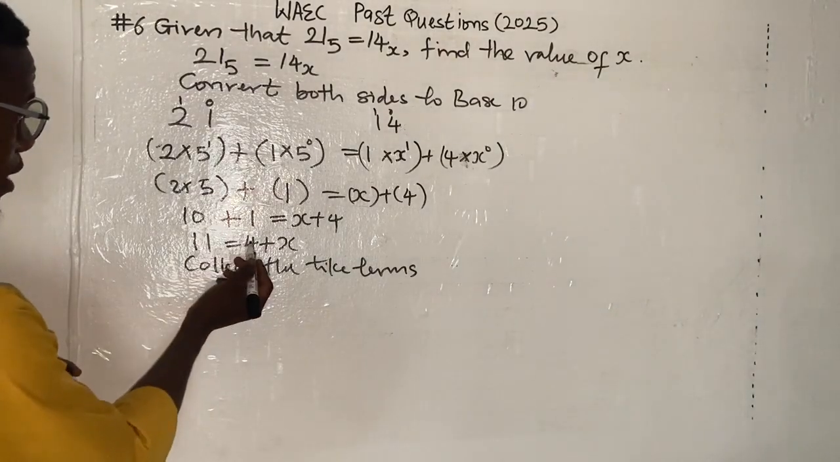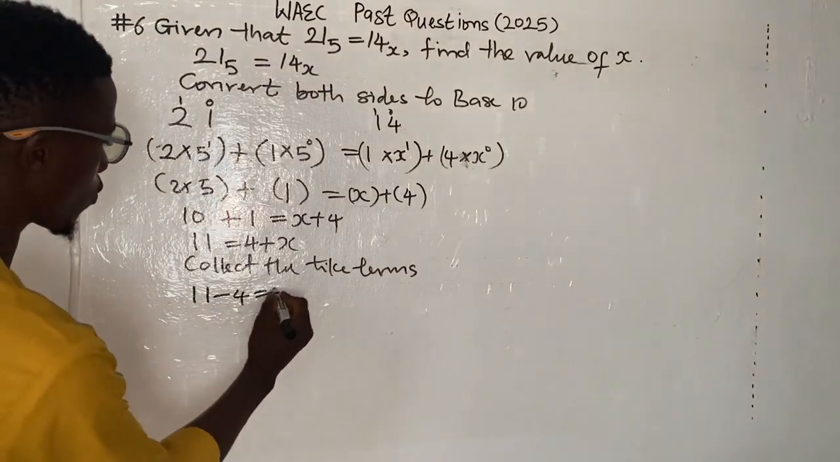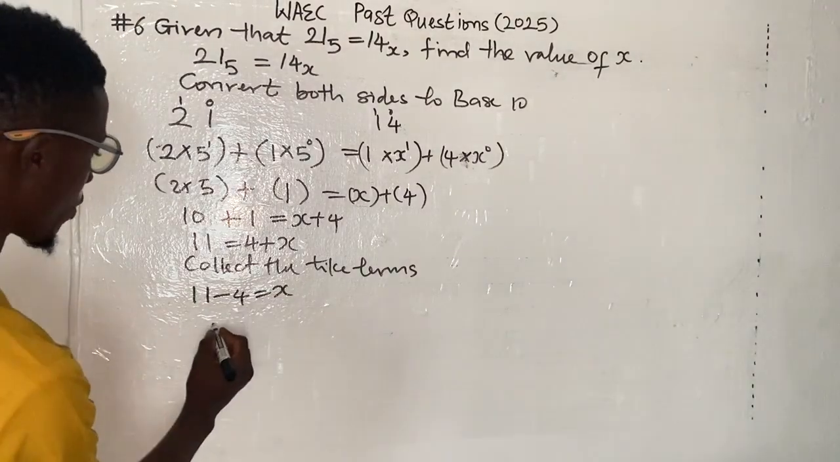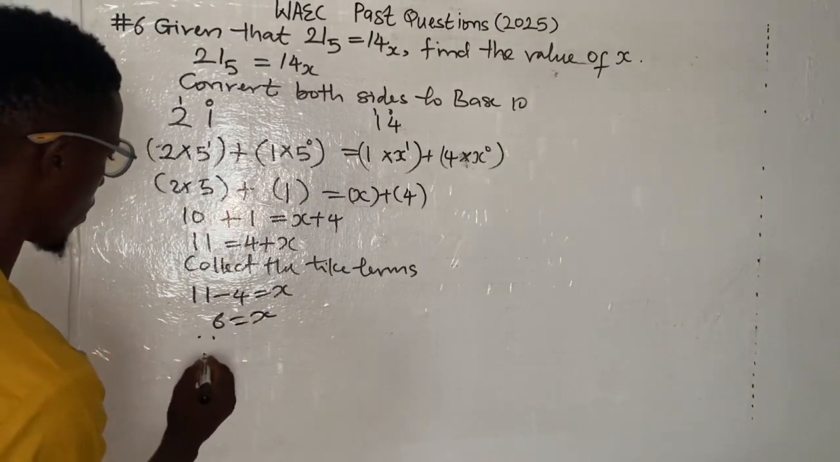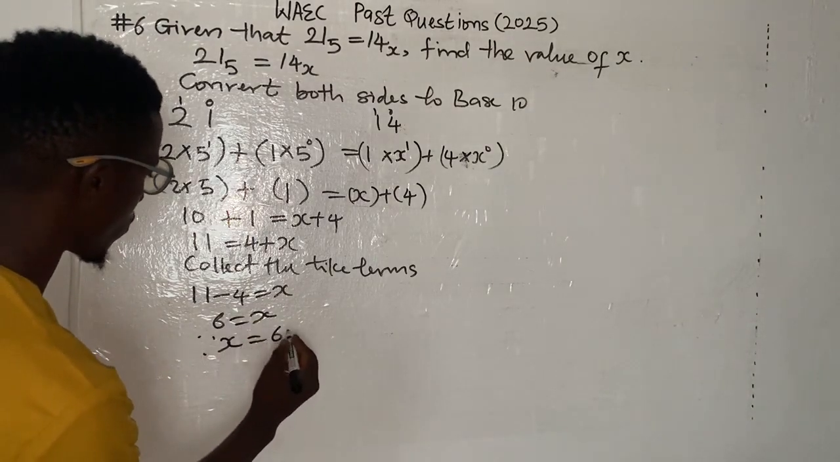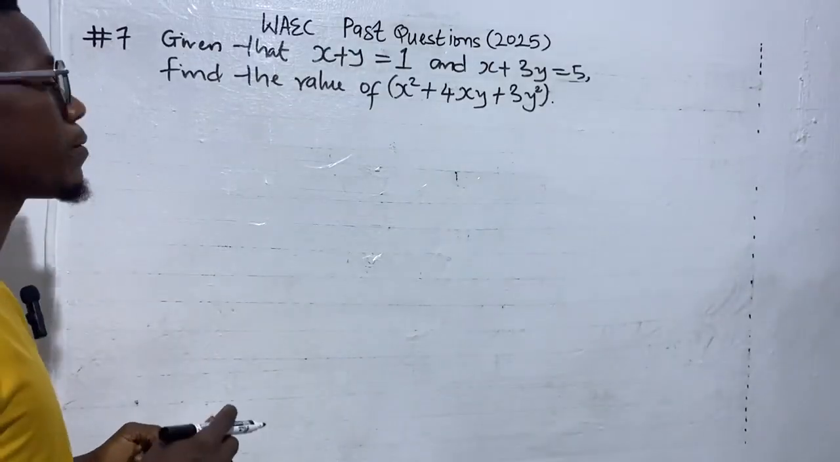We could just bring this one back here. It becomes 11 minus 4 equals x. And 11 minus 4 is what? 6 equals x. So therefore x equals 6. That's simple.